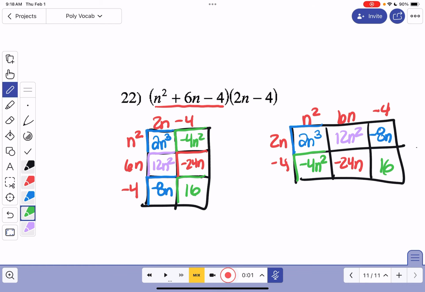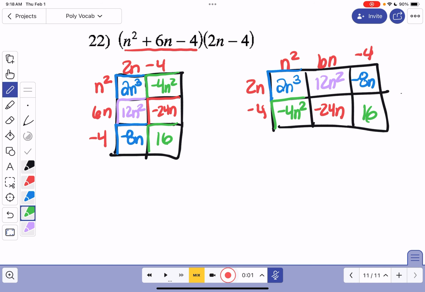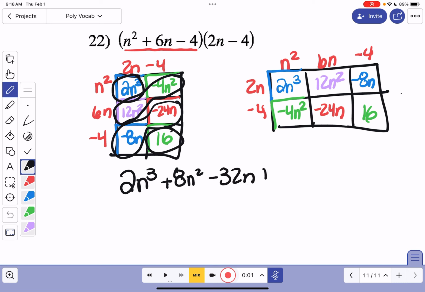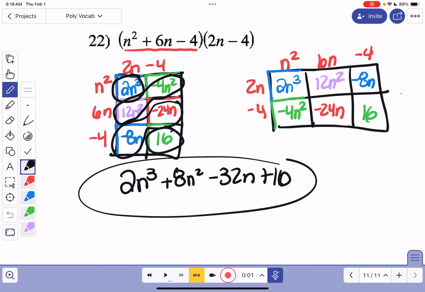So looking at these 2 boxes, it doesn't matter which way you set it up, you get the same pieces. Then we combine like terms. So we have 2n cubed, 2n cubed. 12n squared minus 4n squared is 8n squared. Then we have negative 24 and negative 8, so that's negative 32. And the 16 is alone.